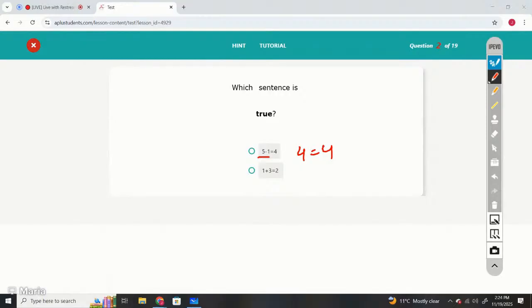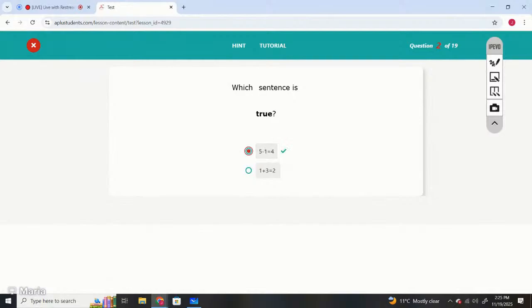We need to solve the left hand side. And if the left hand side and right hand side are equal, that means the sentence is true, right? So option number 1 is the correct option. 5 take away 1 equals 4.